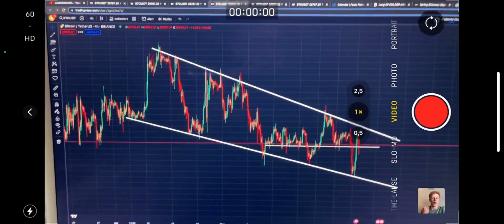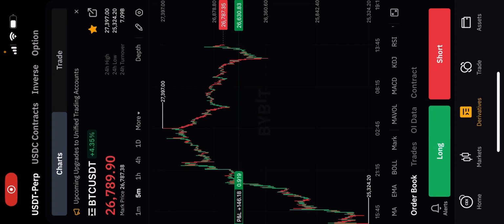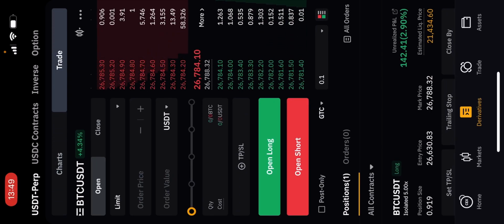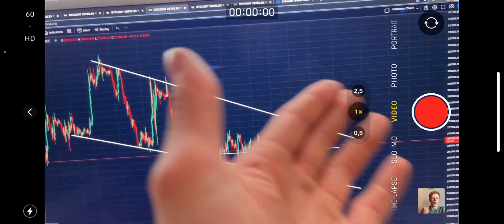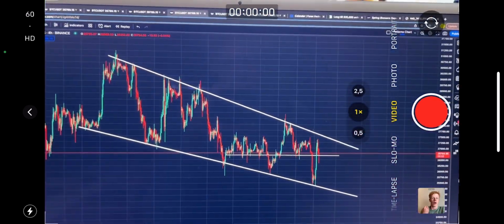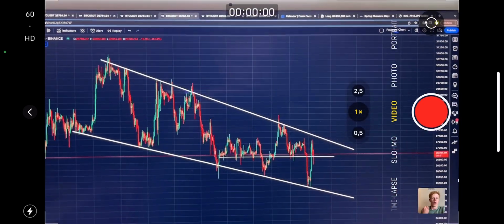That being said, let me show you how you can identify a pattern like this and how you can trade them. Let me quickly show you guys how much money I'm making using this method. We can currently see I'm about $140 in profit here over on my ByBit account. I know it was upside down or weird, but that's because I'm filming on my phone with screen recording, because it's a lot easier to show you everything then.